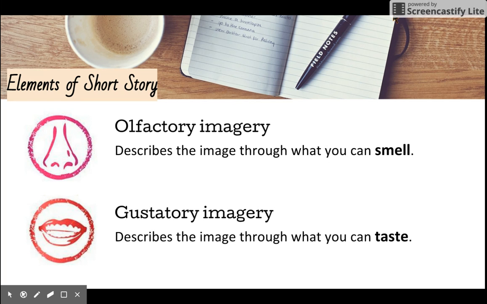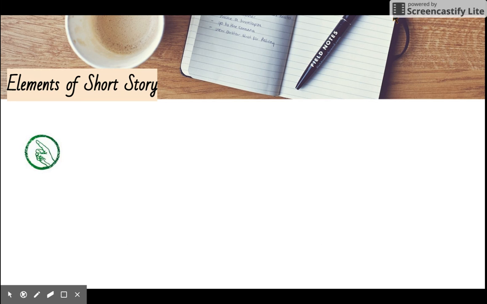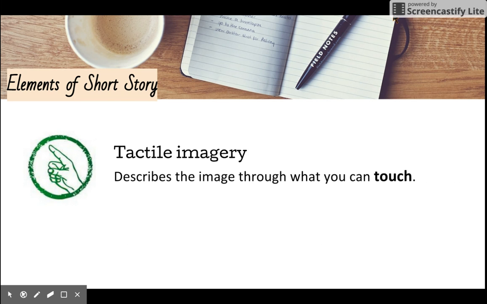We also have gustatory imagery, and that describes the image through what you can taste. So maybe the main character is biting into a freshly baked croissant, and how is that going to taste buttery and soft? And then you as the reader hopefully kind of get that feeling yourself. Last but not least, we have tactile imagery. And tactile imagery describes the image through what you can touch. So maybe the character's petting a nice soft kitten, so it's going to describe the way the kitten's fur feels. And again, hopefully as the reader, you kind of get that feeling and you relate it back to your own experiences with kittens in your life, and you make a connection to that character and to the story.